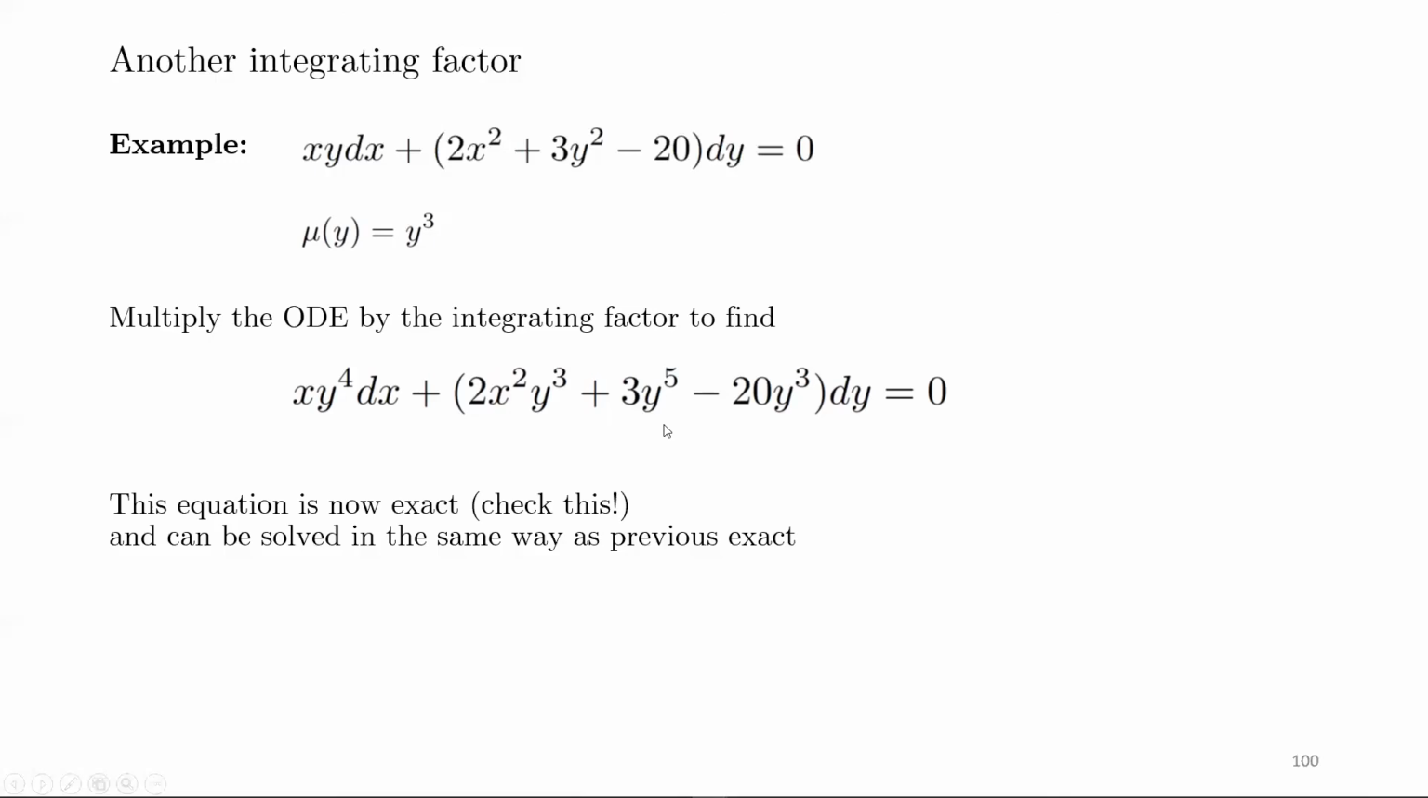And I'm going to claim that this is exact. You should check this, but it's not too hard to see. This M here, if I differentiate that with respect to y, I get 4 times x y cubed. This N here, if I differentiate that with respect to x, well, this is the only term with x in it, so I'm going to get 2 times 2, which is 4, times x times y cubed. So now this equation is exact. We can solve it using exactly the same method we did for any other exact equation.